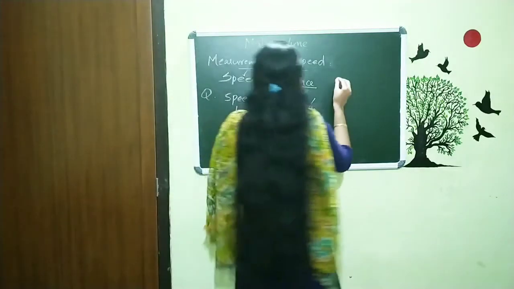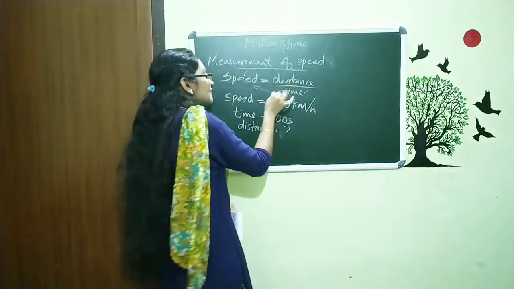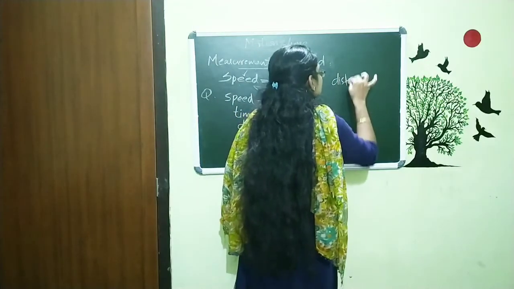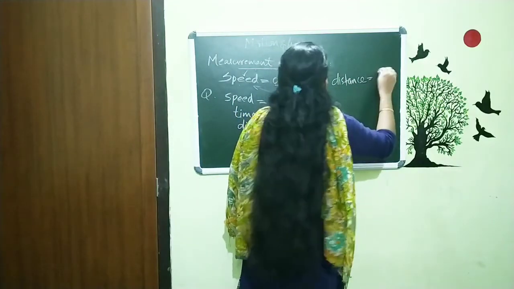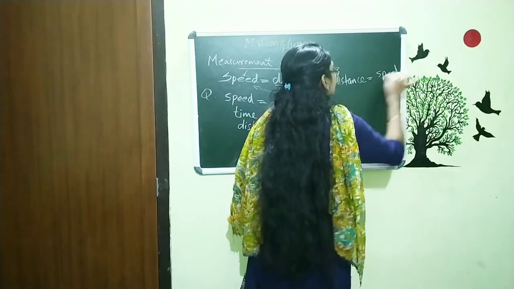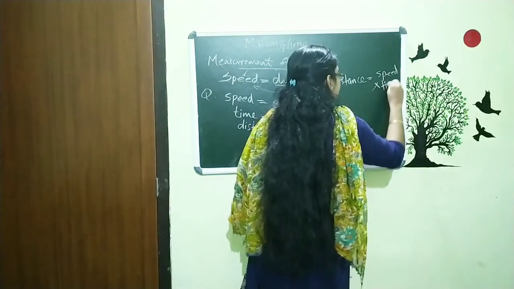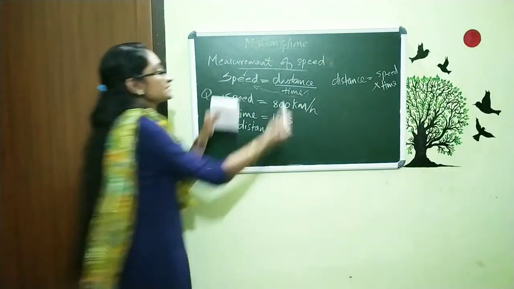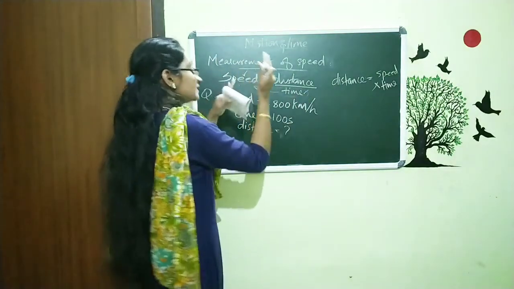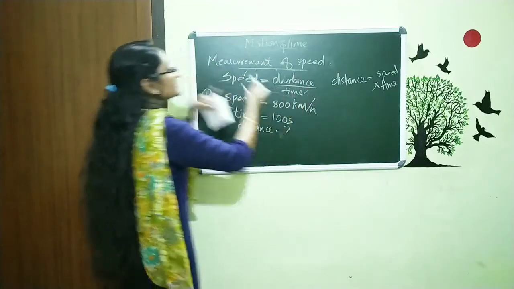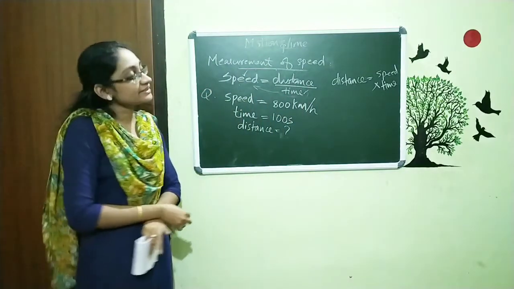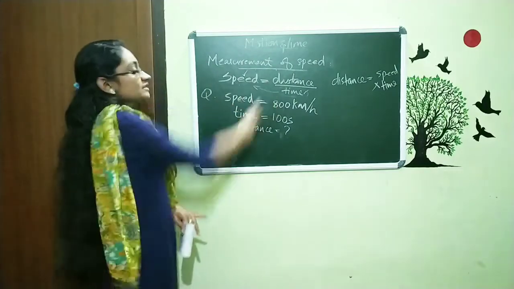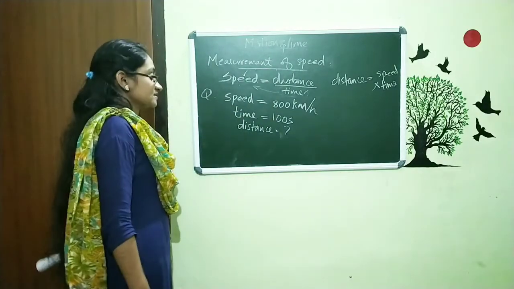So we can write the equation as speed into time is equal to distance, or distance equals speed multiplied by time. Speed into time is the distance. We are just taking this time to the other side. Here it is division, and when it moves to the other part of the equation, it becomes speed multiplied with time. That is the distance.